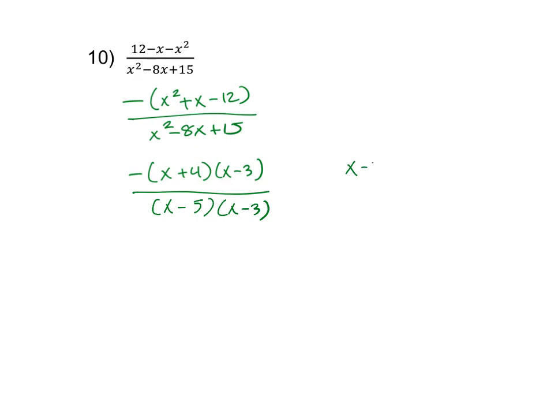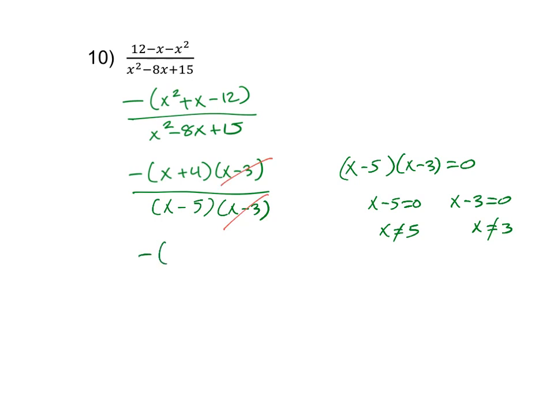Okay. Before simplifying, I'm setting my denominator equal to 0. x minus 5 equals 0, x minus 3 equals 0. So x equals 5, x equals 3, so x cannot equal either of those two numbers. And now I'm just simplifying x minus 3 with x minus 3. So I have negative x plus 4 divided by x minus 5, and I'm going to distribute that negative. So negative x minus 4 divided by x minus 5. And that's it.